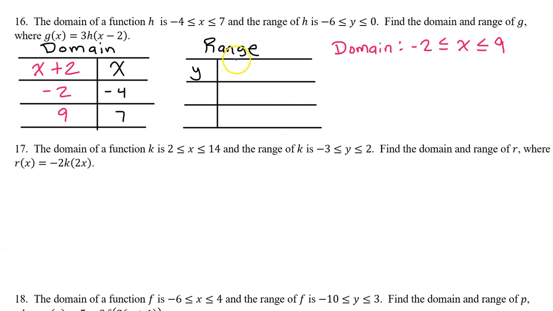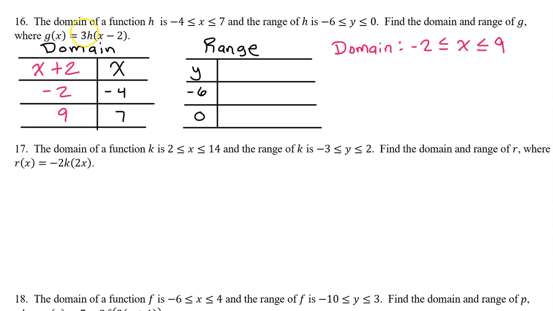Similarly, the range is the set of y values of a function. And here are the initial y value endpoints of my range. And they are from -6 to 0. What transformations will affect the y values? Well, I just see the 3 that's outside the function.